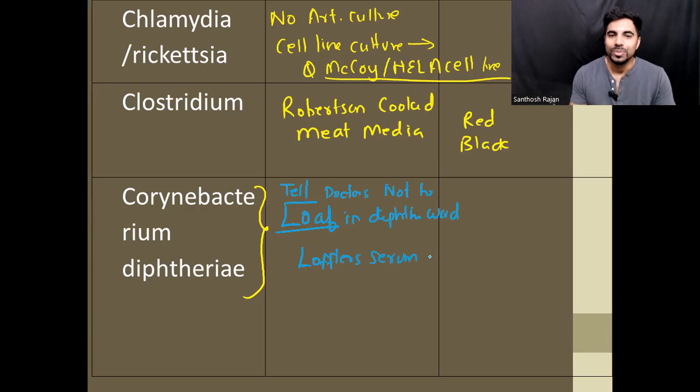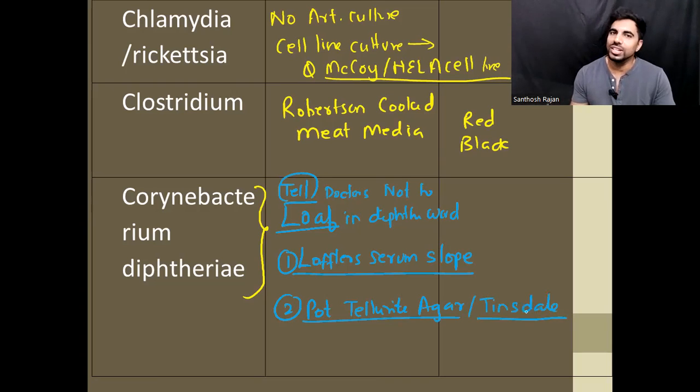Loeffler's serum slope. This is the enriched media. This should be at your fingertips. Number one. Number two, tell. Potassium tellurite agar, PTA. If you modify this by adding cysteine to PTA, then you get Tinsdale. Both the same. Okay, that's fine.